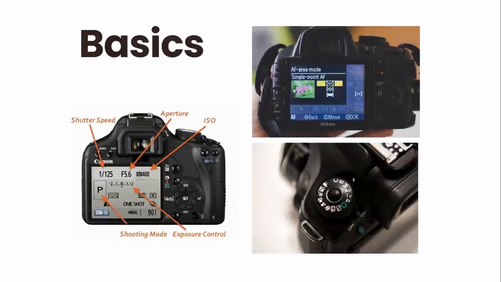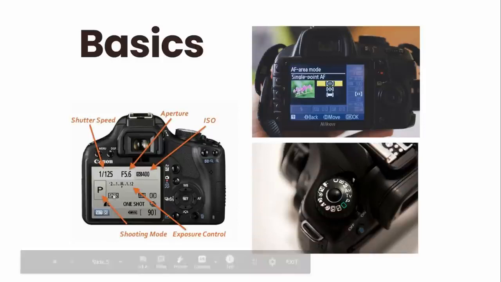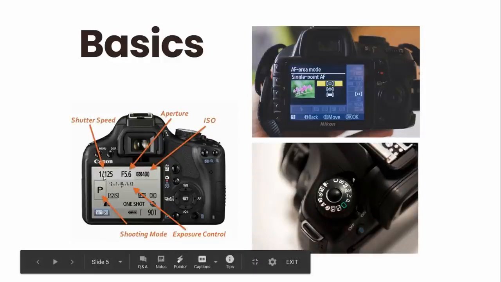So basically these are all the basics. I'm not going into detail in this first session. And here you can see a quick example. It shows the camera is in P mode and it's not in manual mode. These are all the numbers or functionalities your camera is assigned to.